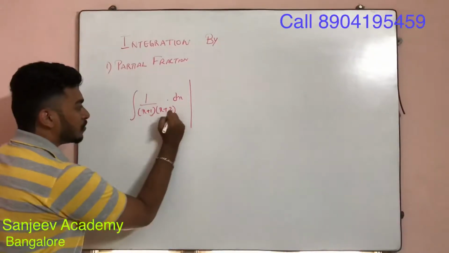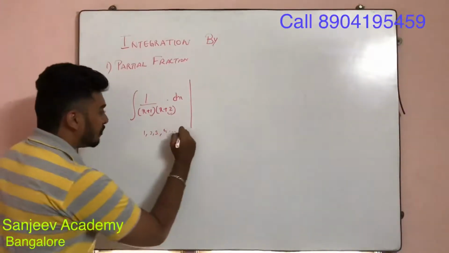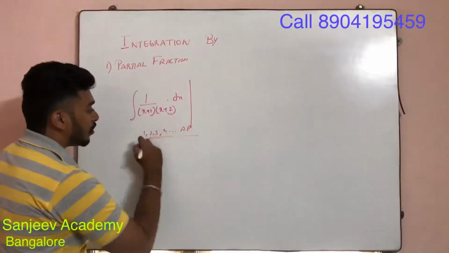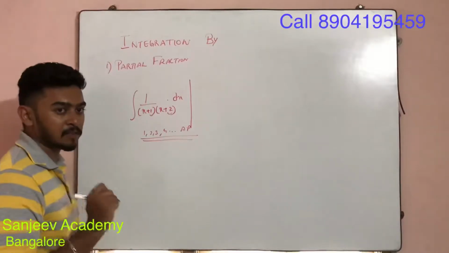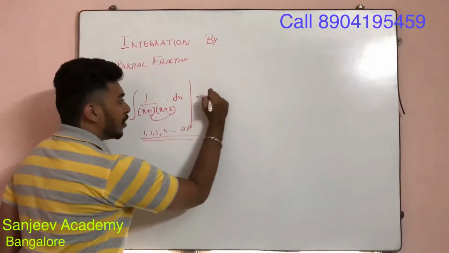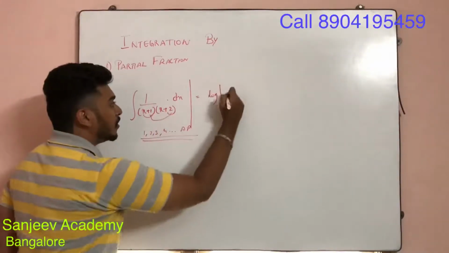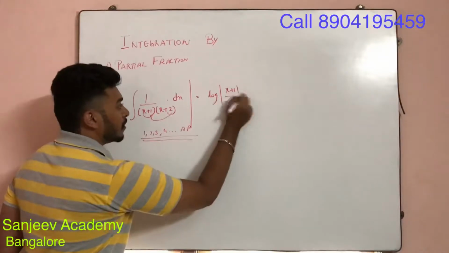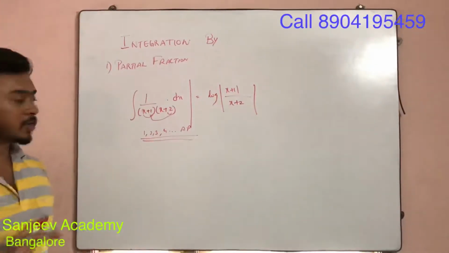So 1 and 2. We know 1, 2, 3, 4 is an AP, an arithmetic progression, but only for the natural numbers, not for whole numbers. Then the answer of this particular thing is nothing but log of the lesser number, log of the numerator to the denominator, that is, log of (x plus 1) by (x plus 2) respectively.